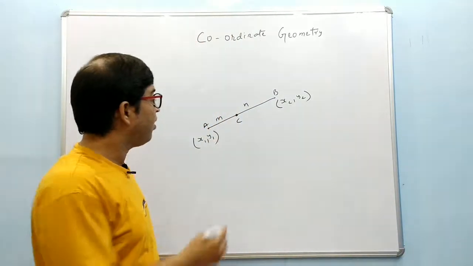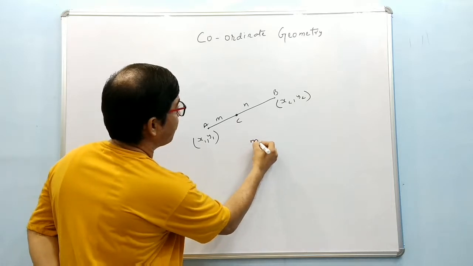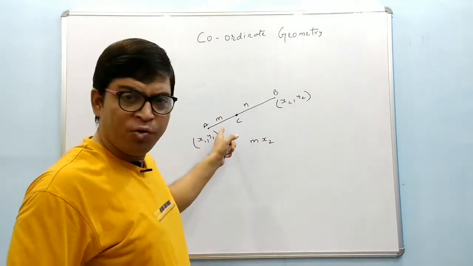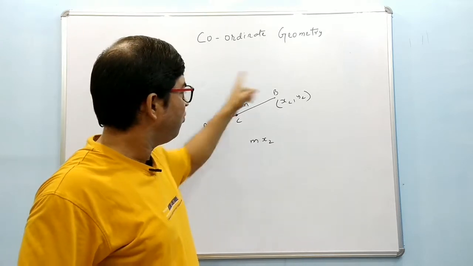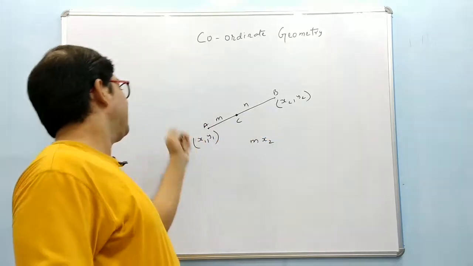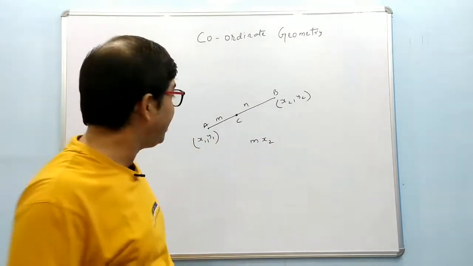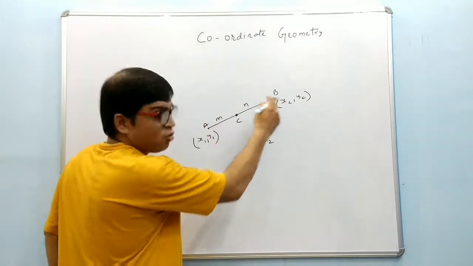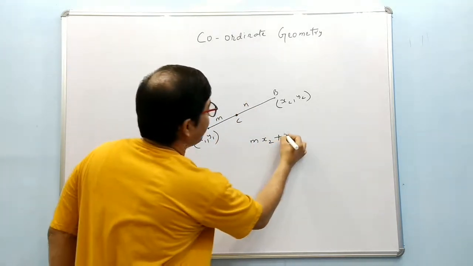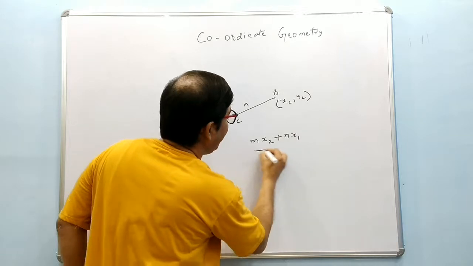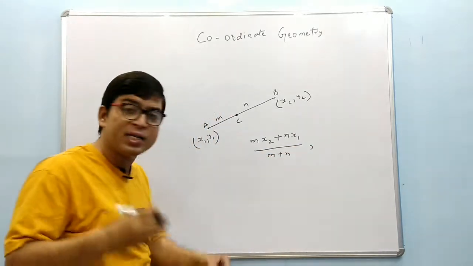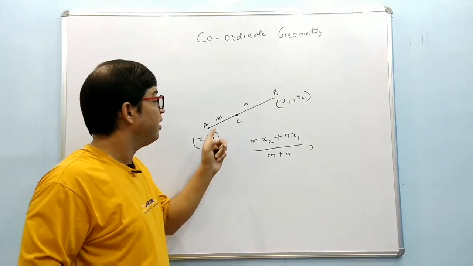So the coordinate of this will be m x2. Very easy to remember, I am telling you. You take this side ratio with that side coordinate, and that side ratio with this side coordinate. So m into x2 plus n into x1, divided by m plus n. This is the x coordinate of C.